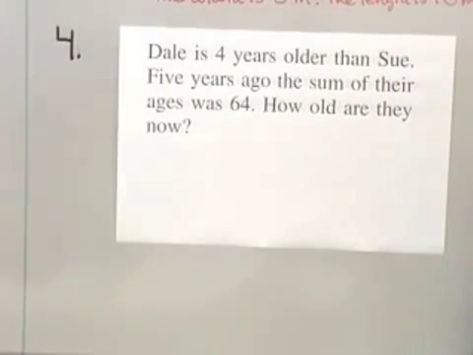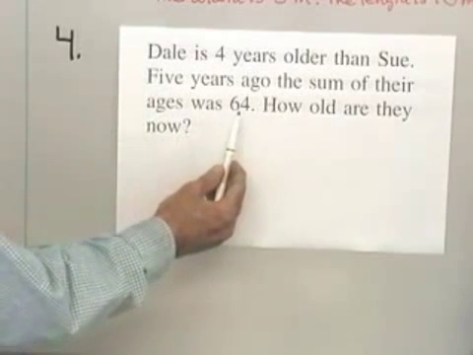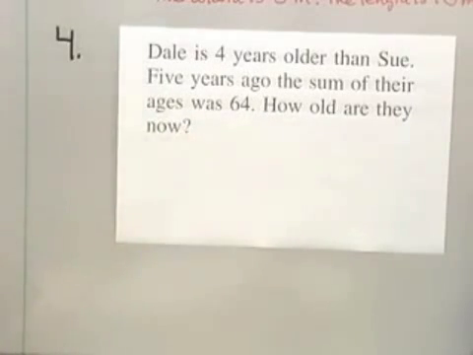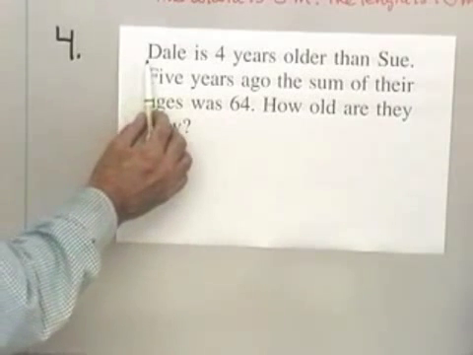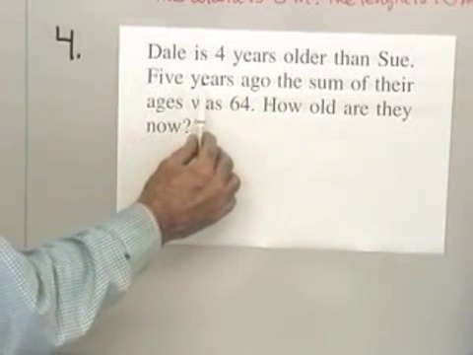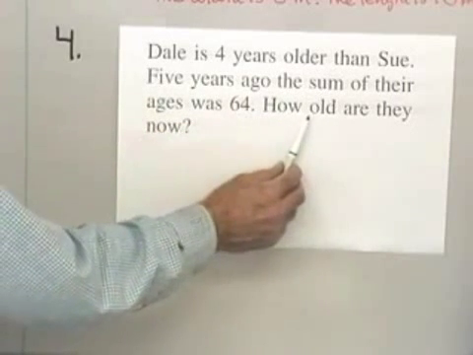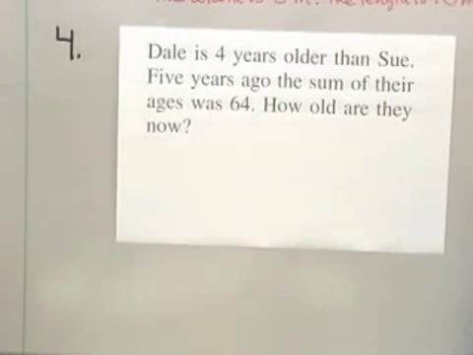Problem 4 is an age problem, and it says Dale is 4 years older than Sue. 5 years ago, the sum of their ages was 64. How old are they now? So as I read the problem, I find that I know that Dale is 4 years older than Sue, and that 5 years ago, if I added up their ages, the result was 64. How old are they now?